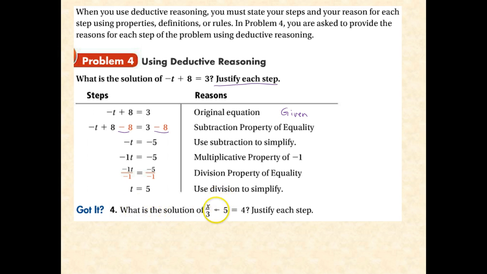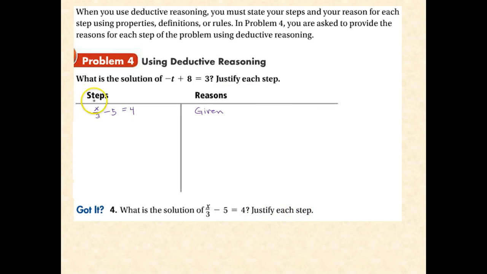Okay, so what is the solution of x over 3 minus 5 equals 4, justifying each step? Okay, so we'll start off with x divided by 3 minus 5 equals 4. And that was given to us. That was the original equation. So next, I'm going to add 5 to both sides. And I'm doing that by the addition property of equality. Now I can simplify. Negative 5 plus 5 is 0, so I just get x over 3 equals 4 plus 5 is 9.